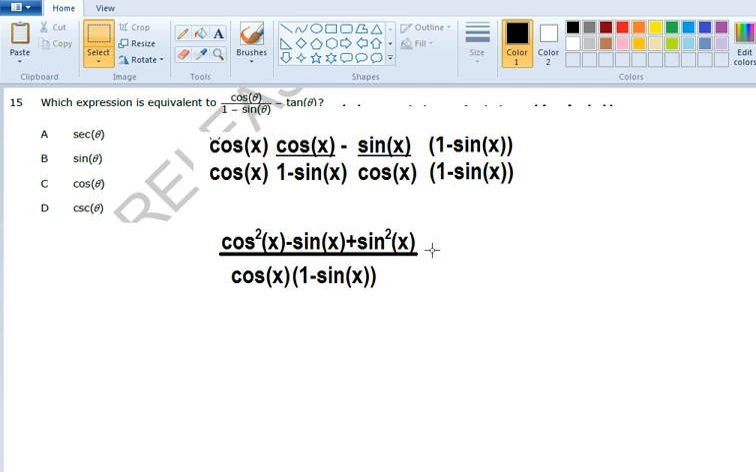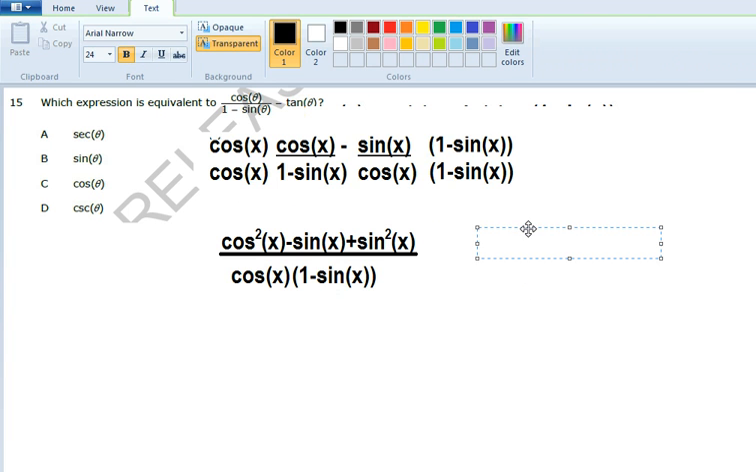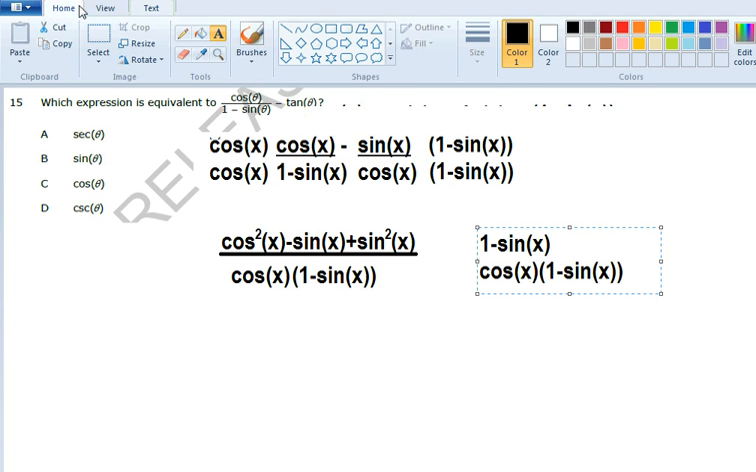Okay, now, because I have sine squared of x plus cosine squared of x, I know that that is equal to 1. That's with my Pythagorean identity. So I get sine squared and cosine squared are going to cancel out and become 1. Then I have minus sine of x over, then I have cosine of x times 1 minus sine of x. Okay? And this is what we have here.